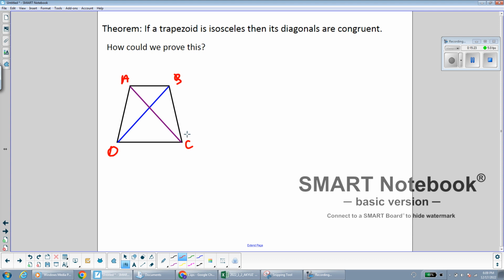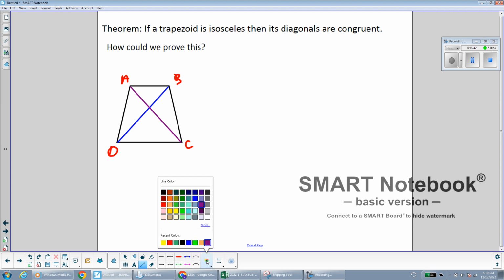If we want to prove that the diagonals are congruent, then since this trapezoid is divided into triangles by the diagonals, I want to pick two triangles to focus on. The two triangles I'm going to focus on are ones that have the diagonals as sides, since we want to prove something about the diagonals. So I'm going to start with diagonal AC, and I'm just going to form a triangle that has AC as its side. Let me get my different color.